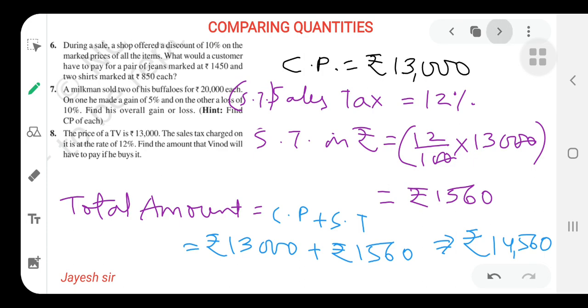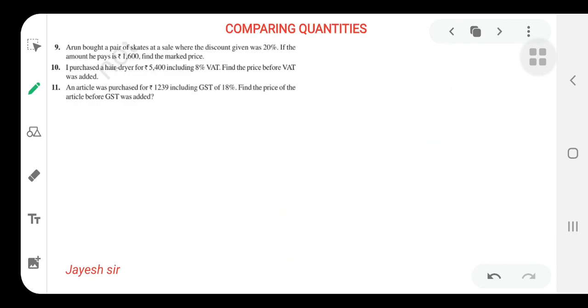So let us begin with the next slide and see what new we are going to learn there. Here also we are going to solve word problems based on the chapter Comparing Quantities. Ninth sum: Arun bought a pair of skates at a sale where the discount given was 20%. If the amount he pays is rupees 1600.